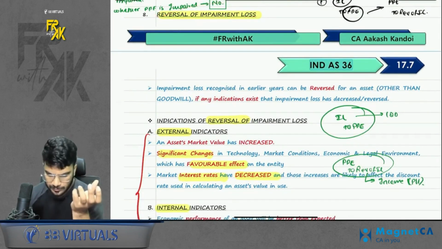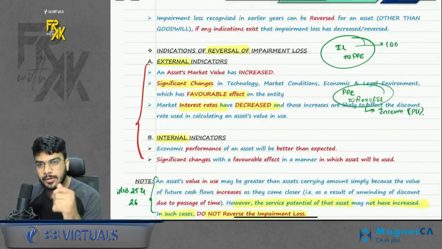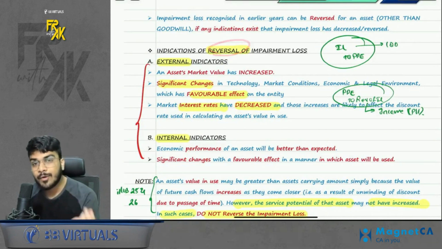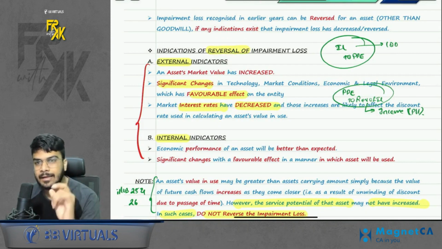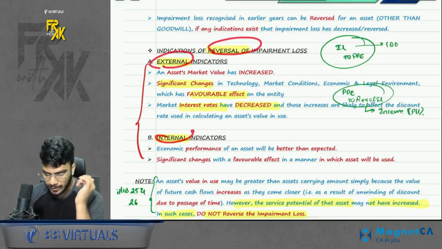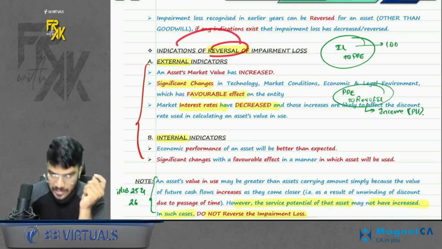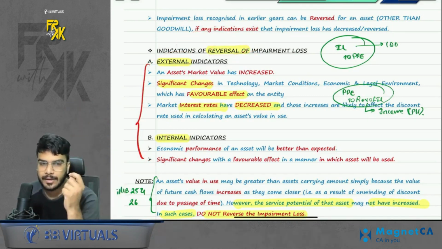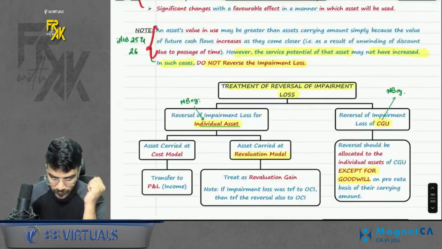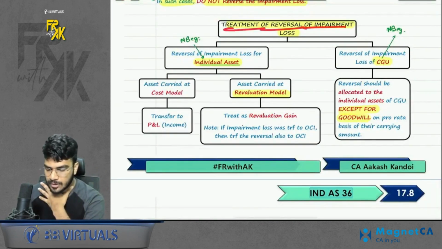Now, some theory points are given: when do we check for reversal? Like for impairment also, if we had indications, then we should check for impairment. Similarly for reversal also, if you have any indication of reversal, then only check for reversal, right? So indications for reversal can be again of two types, external, internal. The reversal indications are exact opposite of the impairment indications. Okay, you can just give it a read. Okay, sir. This point, the one note is given. We will understand this with illustration 25-26. Don't worry.